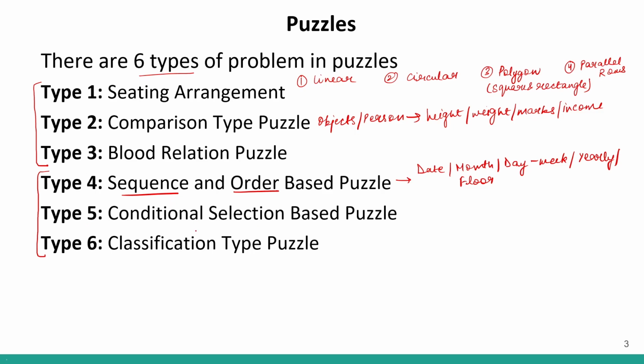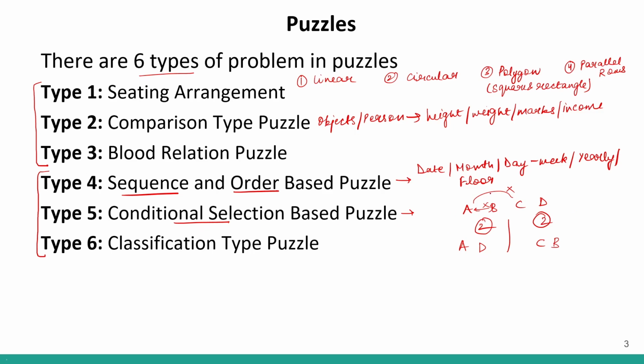Then we have type 5, conditional selection. Conditional selection we have already discussed with the help of an example in the first lecture, correct? So conditional selection is, for example, we have 4 people A, B, C and D, and we have to arrange them in teams of 2, correct? It is said to us that A and C cannot be together. A and C are not good friends, they cannot be together. So we can know that A will come over here, C will come over here. And we are told that B and A also cannot come together. So B will automatically go over here and D will go over here because we have teams of 2. So this is a small example of conditional selection based puzzles.